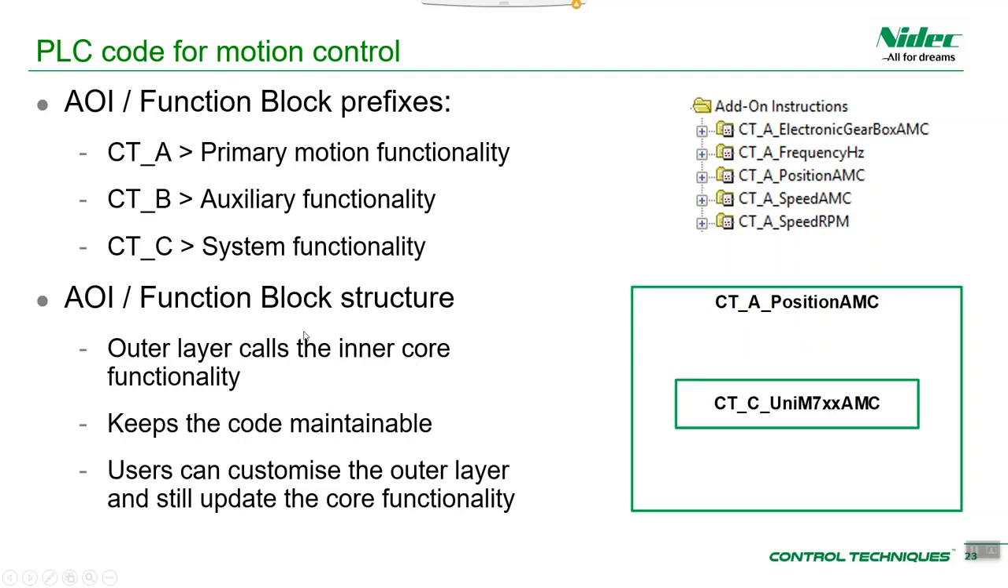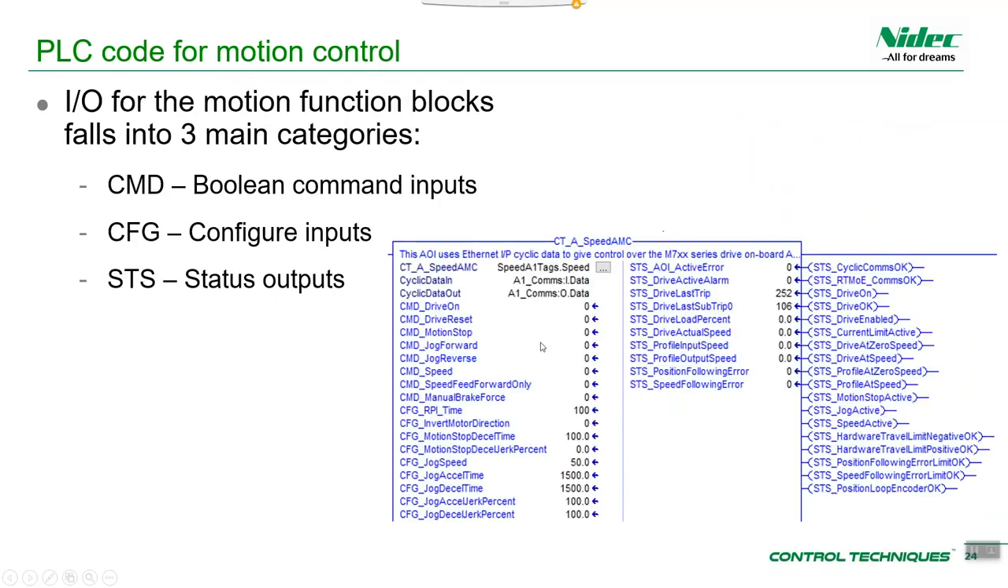So the AOI or function block structure is such that we have an outer layer. The outer layer is these function blocks or AOIs in the Rockwell environment, and they give you an interface to an inner core of functionality. This inner core of functionality is always visible, but is not editable, to keep it maintainable. But the outer layer can be fully edited and investigated. You can do what you like in this layer, basically, just to add a certain amount of flexibility for customers using this.